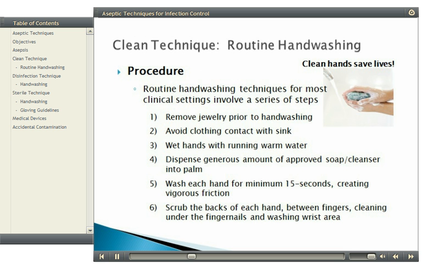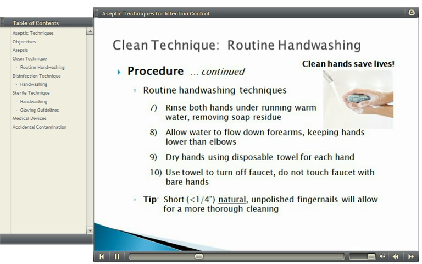Clean technique. Routine hand washing. Procedure. Routine hand washing techniques for most clinical settings involve a series of steps. 1. Remove jewelry prior to hand washing. 2. Avoid clothing contact with sink. 3. Wet hands with running warm water. 4. Dispense generous amount of approved soap cleanser into palm. 5. Wash each hand for a minimum of 15 seconds, creating vigorous friction. 6. Scrub the backs of each hand between fingers, cleaning under the fingernails and washing wrist area.